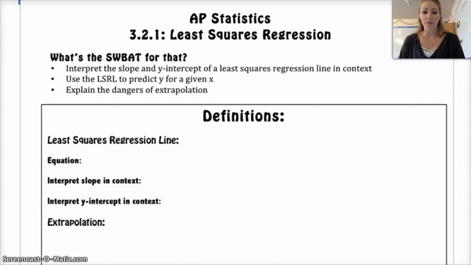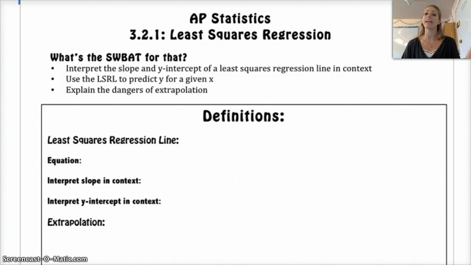Today we're going to do 3.2.1 in The Practice of Statistics, which is just kind of an introduction into the least squares regression line and what least squares regression is. The next lesson we're going to get a little more in detail into what that actually means. But anyways, today our goal is to be able to interpret the slope and y-intercept of a least squares regression line in context.